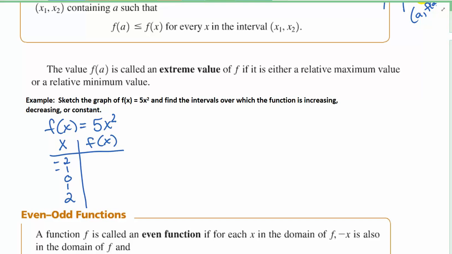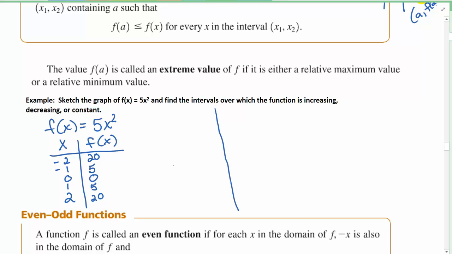Multiply it by 5, you get 20. When x is -1, when you square it, you get 1. So you multiply by 5, you get a y value of 5. When x is 0, you get 0. And then when you put 1 in, you'll get 5. And when you put 2 in, you'll get 20. So we can make a nice graph here.